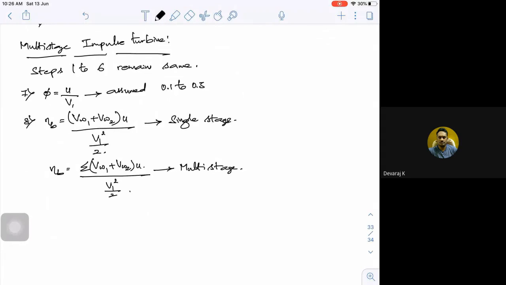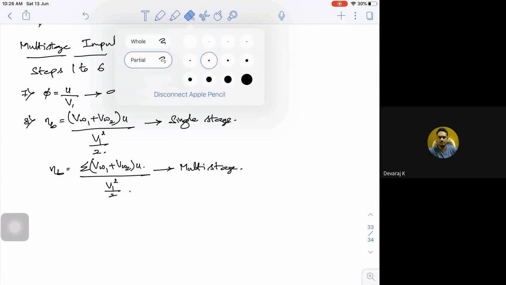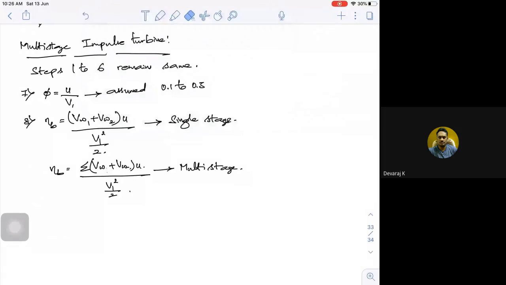So let me stop putting 1 and 2. What I will call? I will call I and J. So I from 0, J is equal to 0, and your I will be up to n stages, J also is equal to n stages. If it is 2 stages, it will be VW1 plus VW2. Then if it is 3, VW3 plus VW4 like that. So depending upon your I and J, I'm going to add everything. So that will be my blade efficiency.